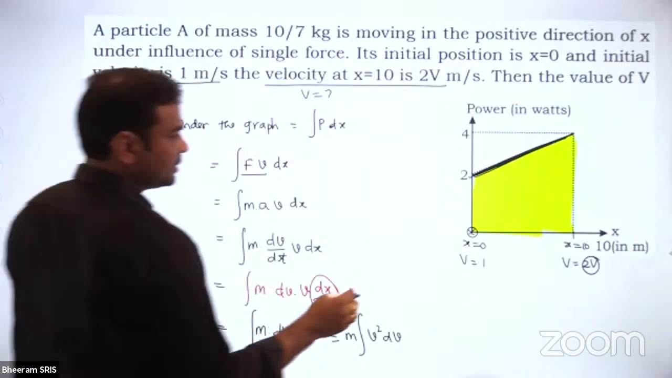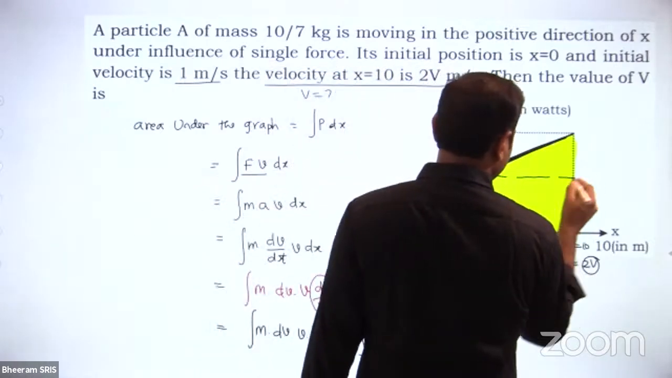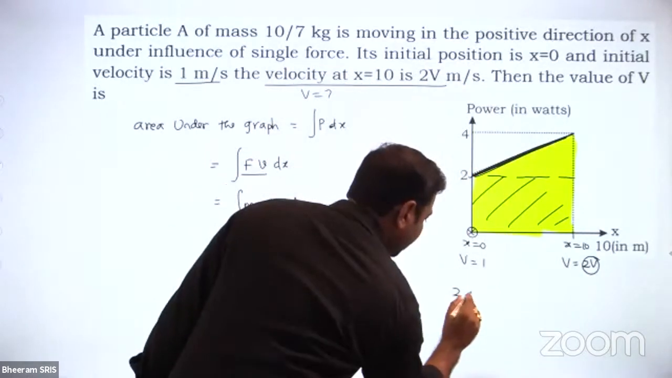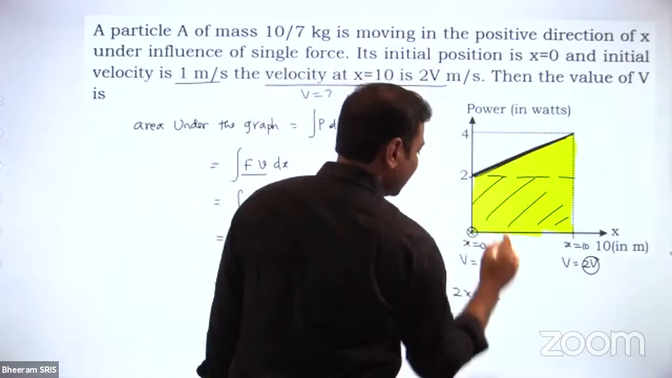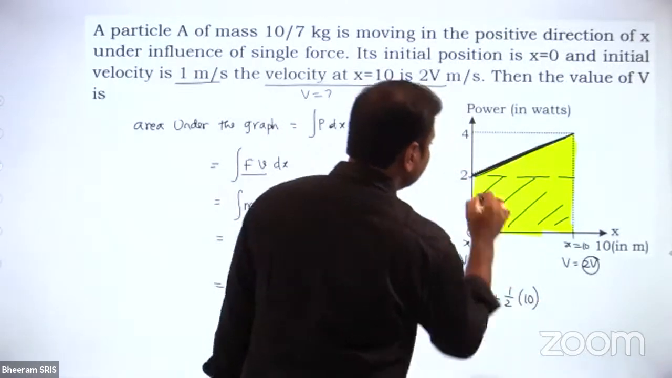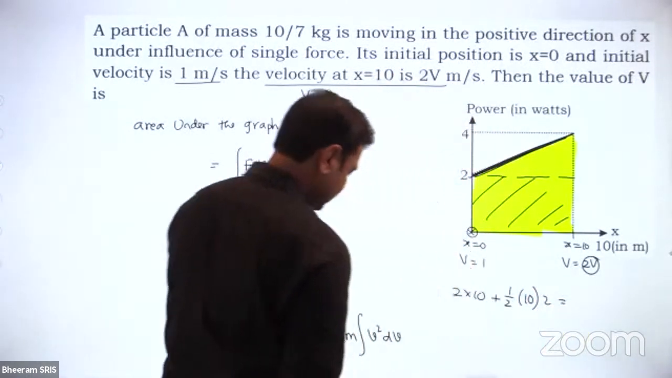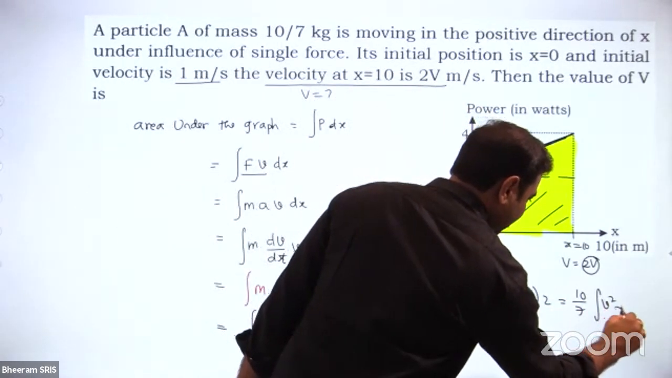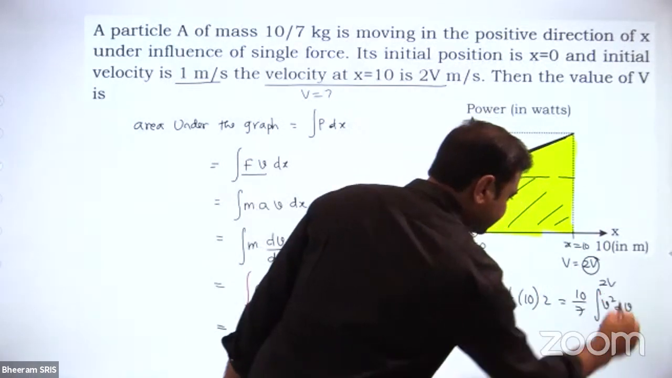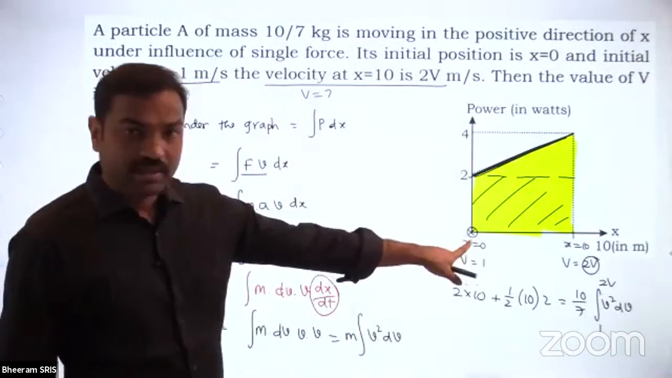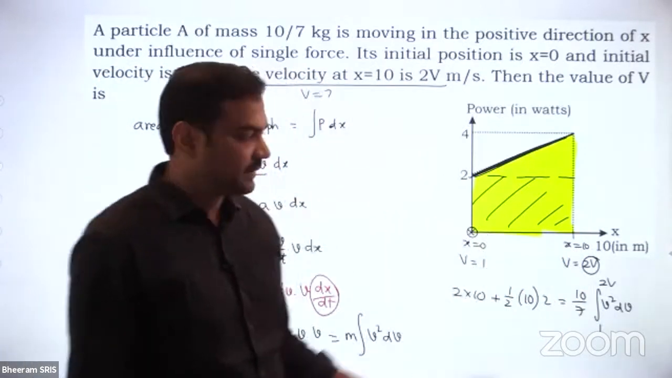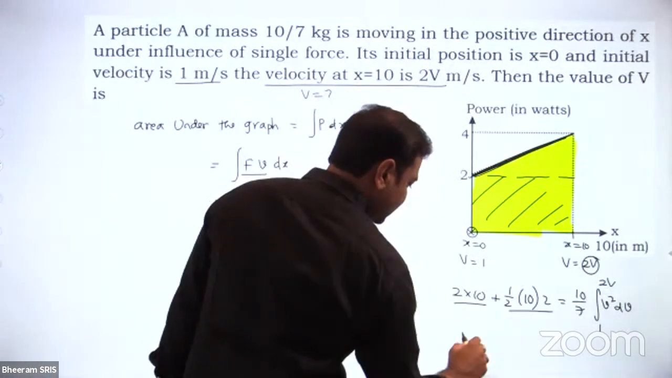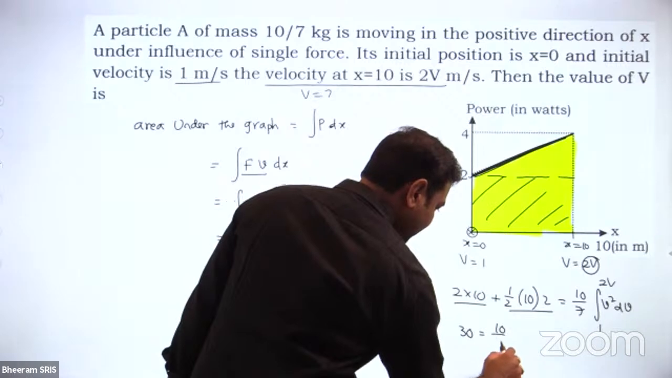Total area value. Total area is equal to, you can take, this is rectangle area. What is rectangle area? Rectangle area is equal to 2 into 10, plus this triangle area, half into base 10, height 2, again, is equal to, what is the mass value? 10 by 7. 10 by 7 integral v square dv from where to where? 1 to 2v. Here 1 at this end, 2v is the velocity, so 1 to 2v velocity integrated. Then this is 20, this is 10, 30 is equal to 10 by 7.